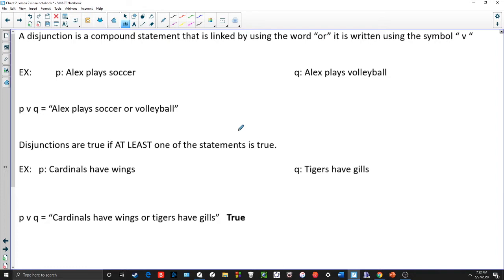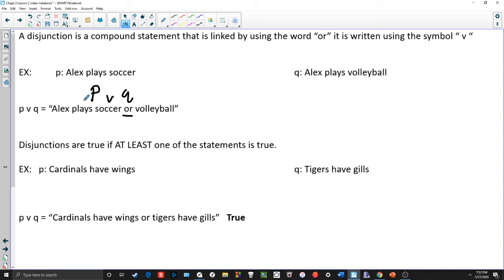So let's take two statements here. Alex plays soccer and Alex plays volleyball. So the disjunction would be Alex plays soccer or volleyball. Or you could say Alex plays soccer or Alex plays volleyball if you want to write them both out completely. But this would be the statement P or Q. So this would be the disjunction of these two statements there. It'd still be a compound statement. It's just a disjunction compound statement rather than a conjunction compound statement.